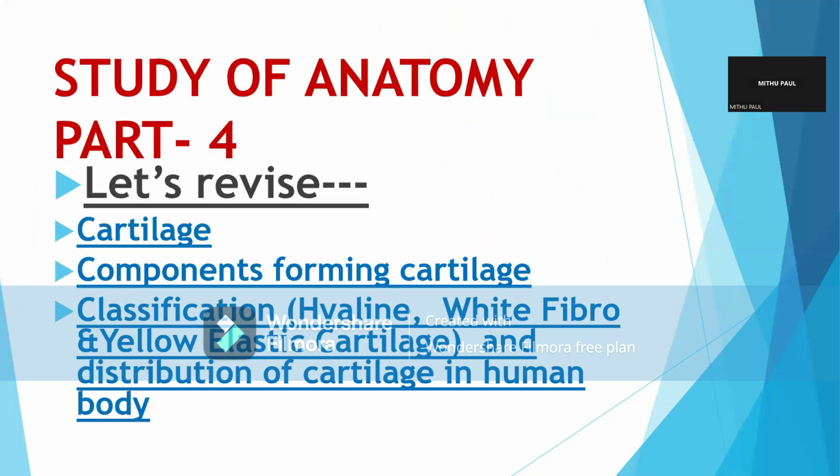But before starting the study of the bones proper, let's revise our previous study where we covered the specialized connective tissue under the gross heading of sclerous tissue. One part is cartilage and the second part today is the bone. In cartilage, we have learned what cartilage is, its components, classification, different types, hyaline cartilage, white fibrocartilage and yellow elastic cartilage, and the distribution of cartilage in the human body. So must remember and read meticulously.